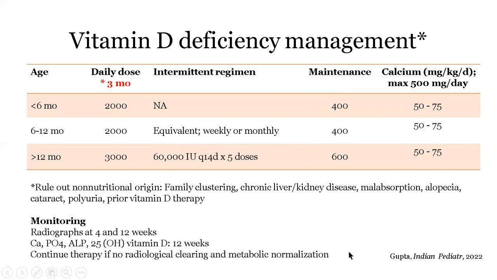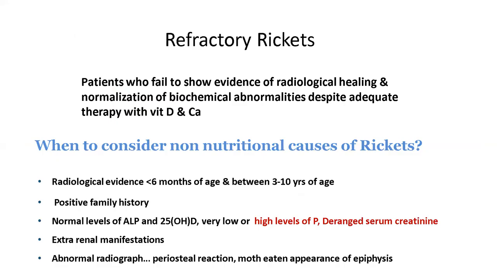So this covers the most common form of rickets, that is the nutritional rickets. Now, what happens when a patient fails to show evidence of radiological healing or normalization of biochemical abnormalities despite adequate therapy with vitamin D and calcium? These cases are known to have refractory rickets. And when do you consider non-nutritional causes of rickets at the onset?